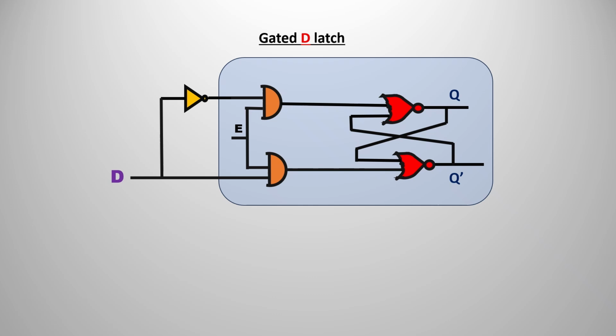For the conversion of the gated SR latch to the D flip flop, first of all we need to convert the gated SR latch to the gated D latch. See this clearly. This is the gated D latch. How did we convert it? Just add a NOT gate in the R input and convert the two inputs into D as a single input. So this is known as the gated D latch.